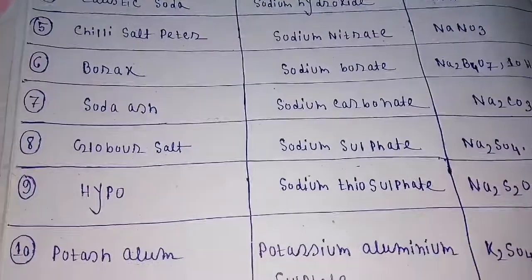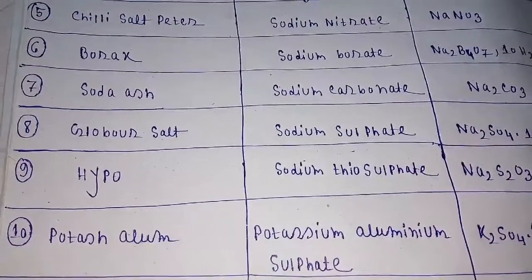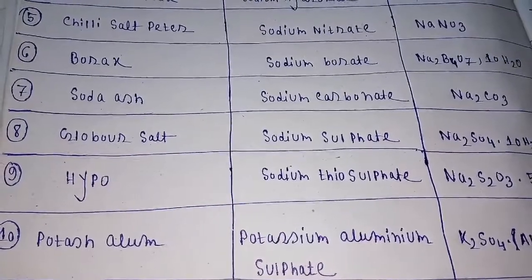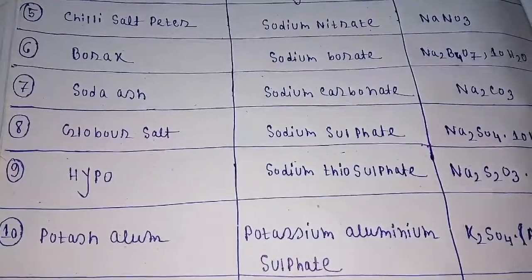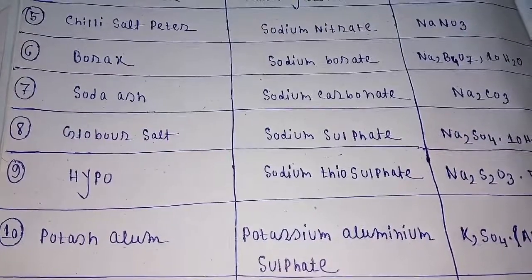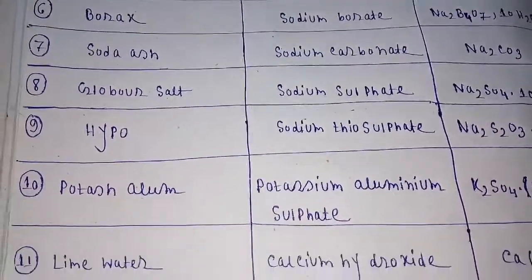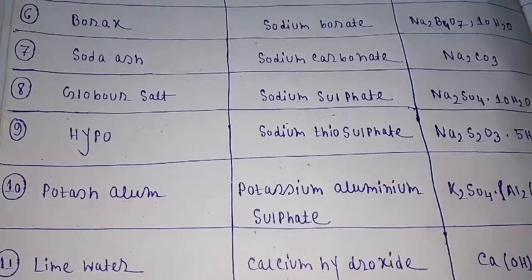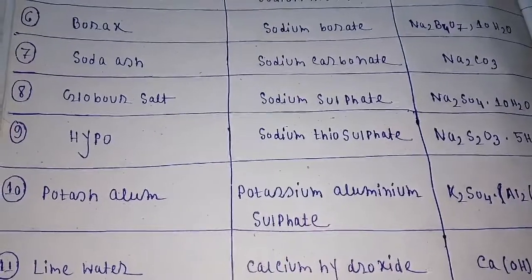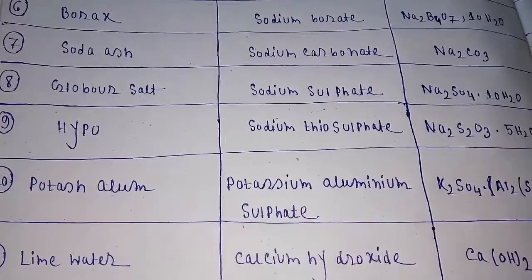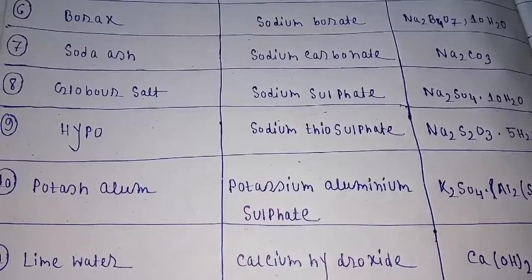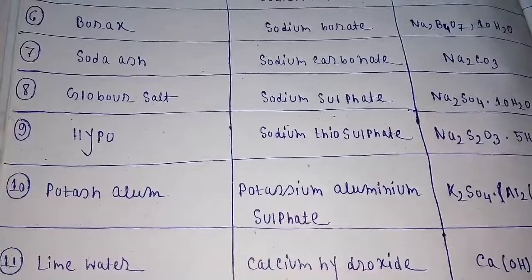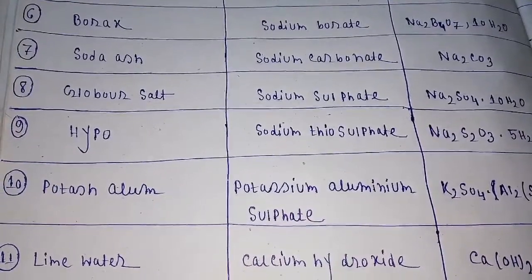The next is soda ash, and the chemical compound name is sodium carbonate. The formula is Na2CO3. The next one is Glauber's salt, and the chemical compound name is sodium sulfate. And the formula is Na2SO4·10H2O.